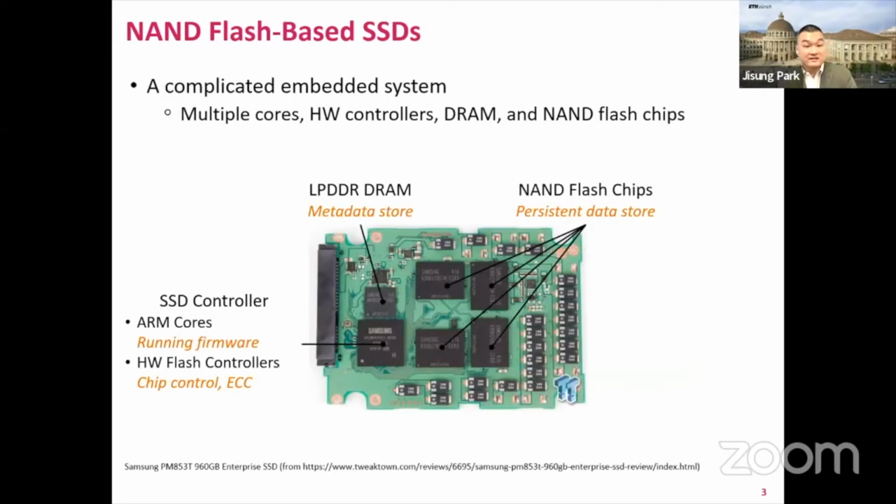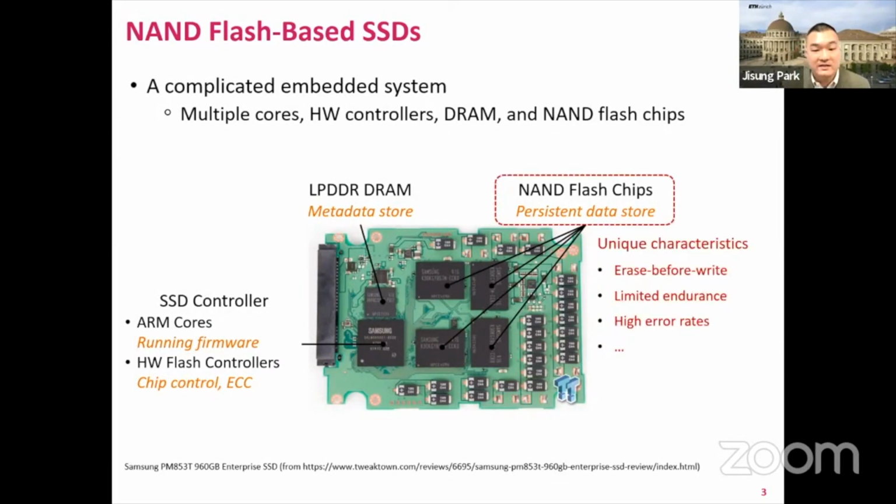A NAND flash-based SSD itself is quite a complicated embedded system that contains multiple cores, hardware controllers, low-power DRAM, and NAND flash chips. The main reason for such high complexity is that NAND flash memory has various unique characteristics, such as erase-before-write property, limited endurance, and high error rates, which do not exist in traditional hard disk drives. So in the SSD controller, sophisticated system software runs on multiple embedded cores while interacting with various hardware controllers to provide backward compatibility with hard disk drives and hide the unique characteristics of NAND flash memory.